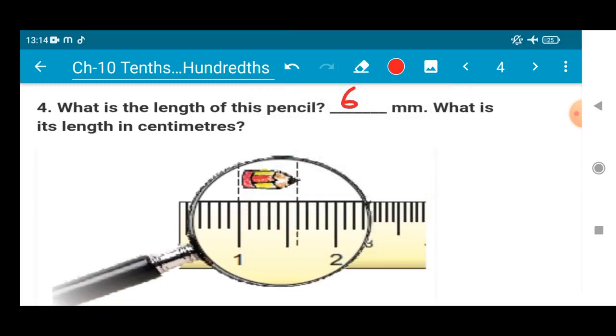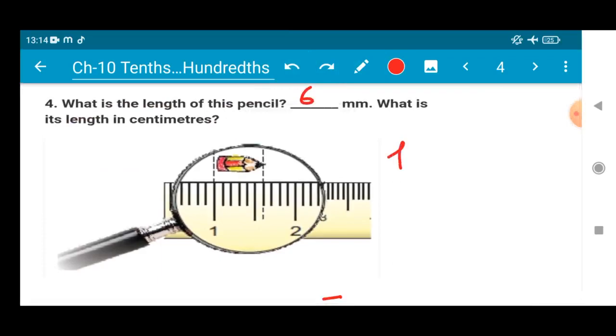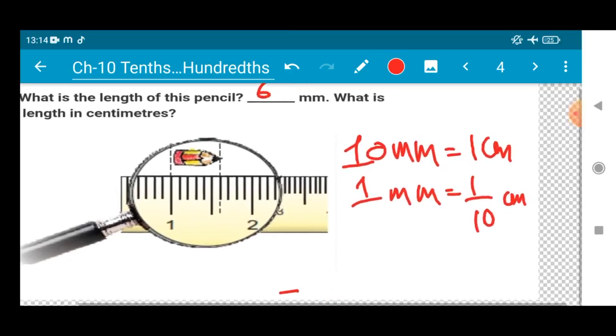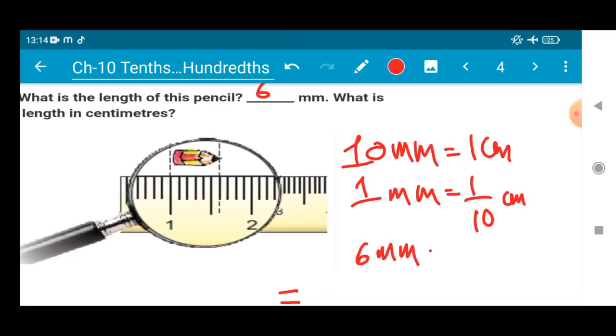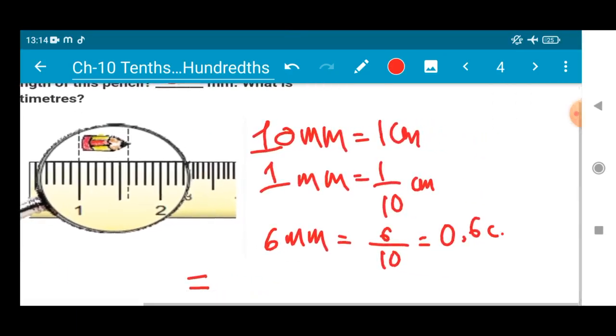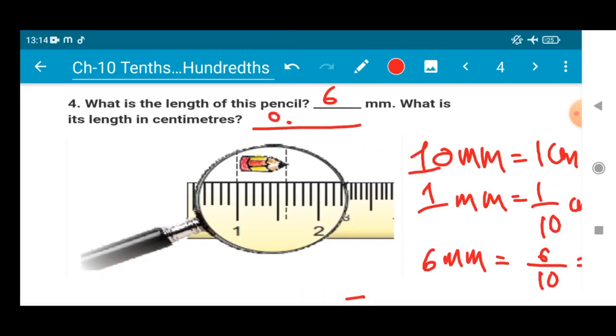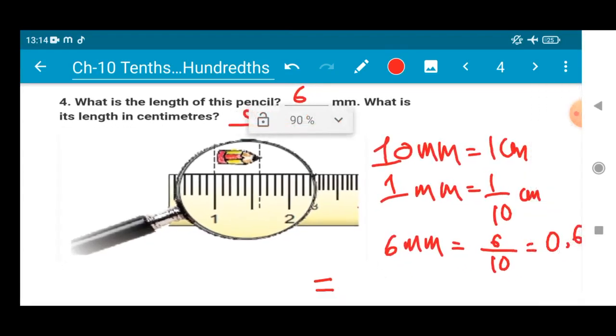Okay, now if we have to convert this value into centimeter, what we are going to do, what I have told: 10 millimeter is equal to 1 centimeter. 1 millimeter means it is 1 by 10 centimeter, 1 by 10 centimeter, right? So 6 millimeter of course will be equal to 6 by 10, which is equal to 0.6 centimeter. Yes or no? So what is the value in centimeter? It will be 0.6 centimeter. You need to be very careful whenever you are doing such a question. Okay.